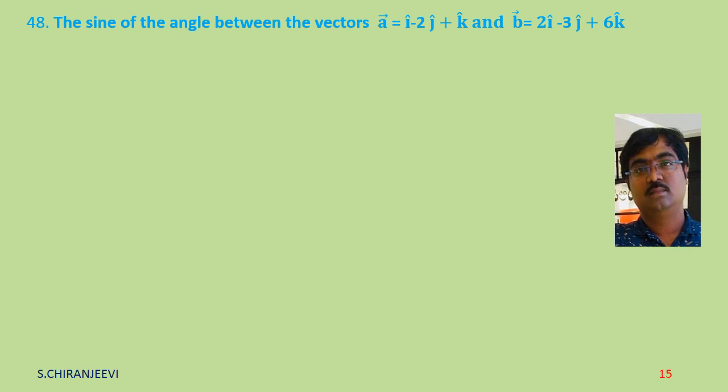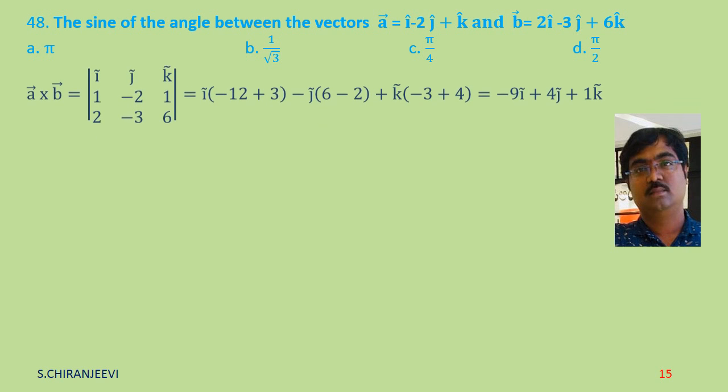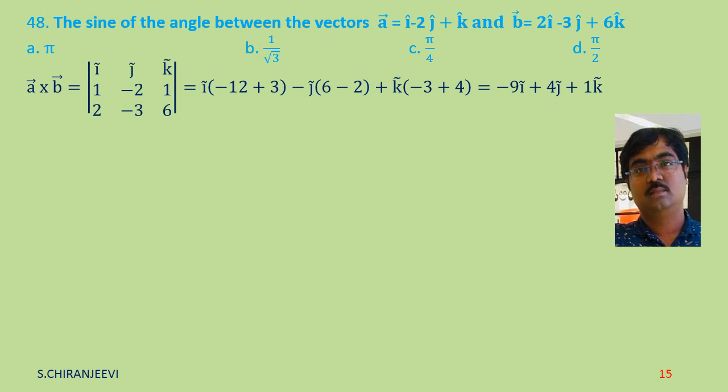Now the next problem, the sine of the angle between the vectors, vector A is i minus 2j plus k and vector B is 2i minus 3j plus 6k. Options pi, 1 by root 3, pi by 4, pi by 2. So if sine theta is given, we have two procedures. You can go for finding cos theta from A dot B by magnitude A into magnitude B, and we can go for sine theta as root of 1 minus cos square theta. Other one, finding A cross B.